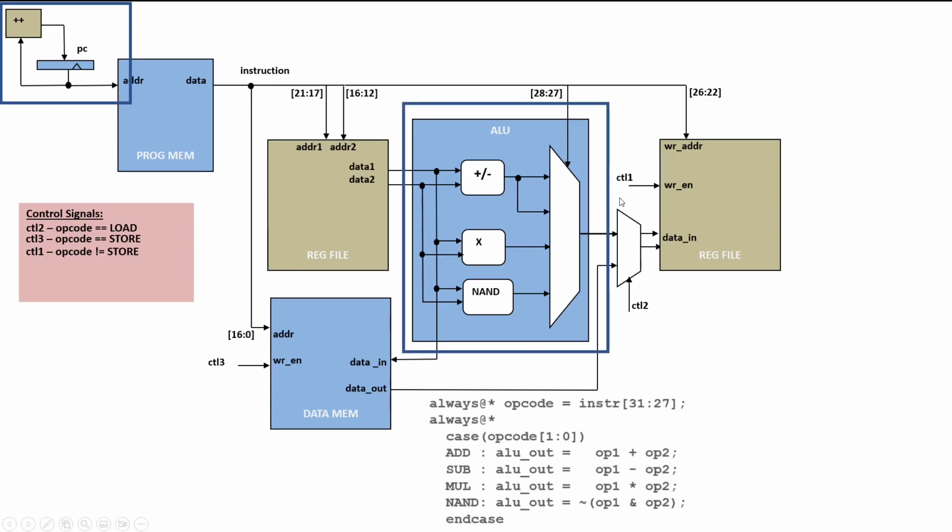The ALU side of things can be written as this. We can extract the opcode out of it using always at star, where opcode is equal to these bits from the instruction. And then we can use always at star and create a case, so that will create the mux. And the least significant bits, if these are 0, then we are adding. If it's 1, then we are subtracting. If it's 2, then we are multiplying, and 3, then we are using NAND. So here we have used add, subtract, multiply, or NAND.